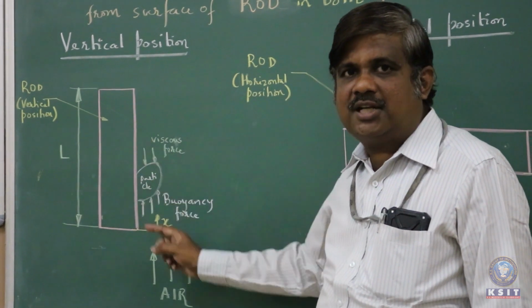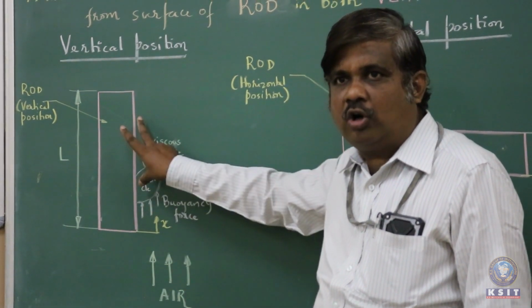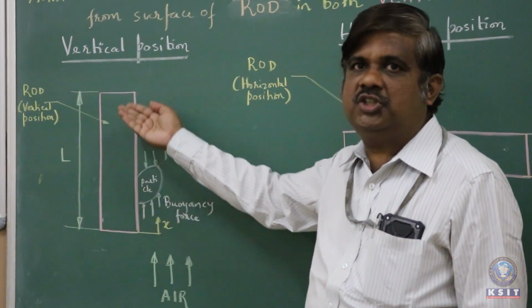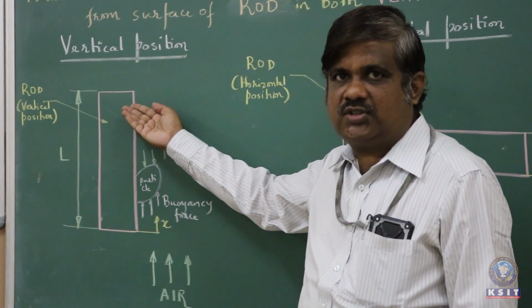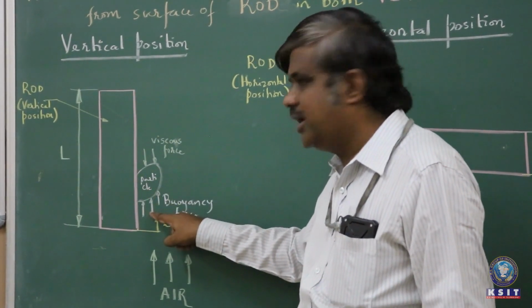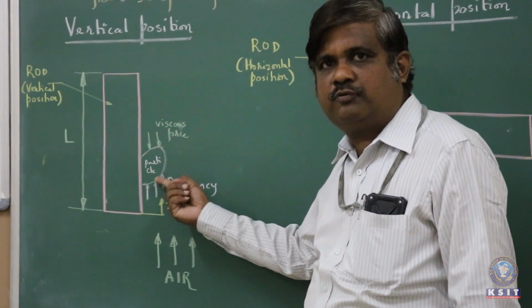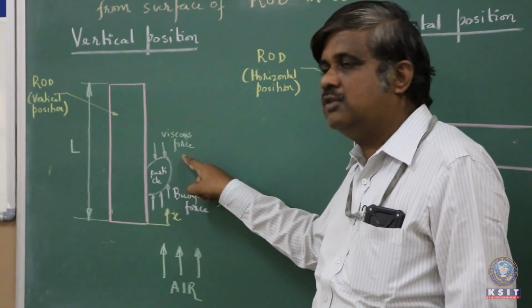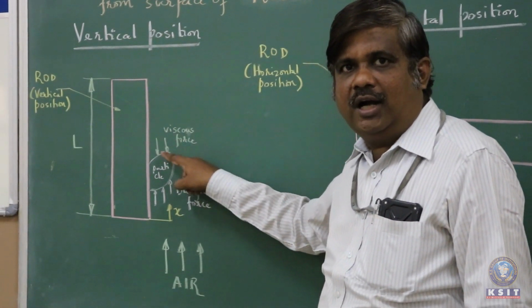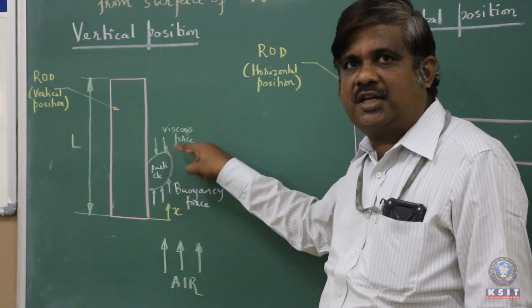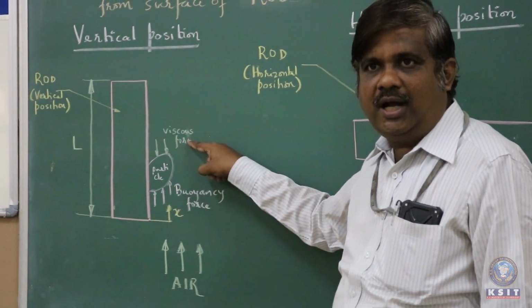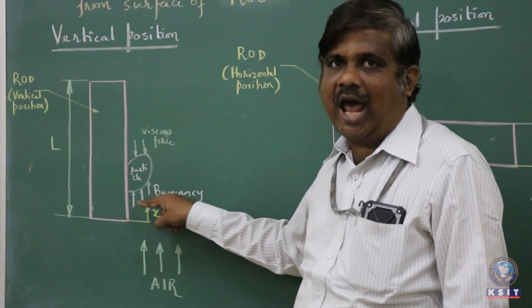I repeat, the characteristic length is the length of the rod, through which the entire fluid particle is touching the surface. The fluid particle will be exerted from underneath by the buoyancy force, and it has to overcome the viscous force. If buoyancy force is greater than viscous force, then it is turbulent, and if it is less, then it is a laminar flow.